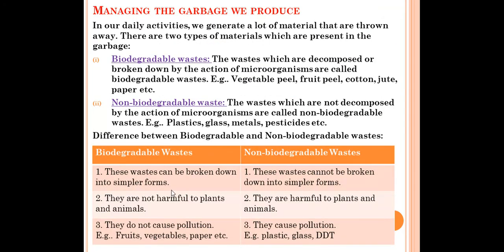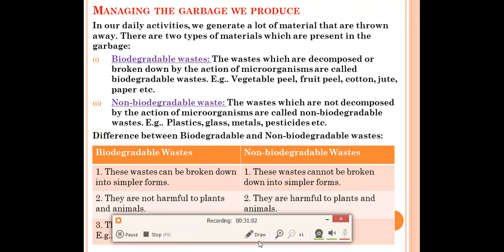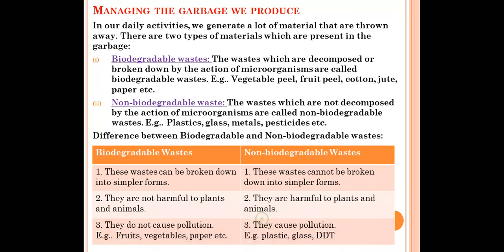Next, we have managing the garbage we produce. How can we manage the garbage? In our daily activities, we generate a lot of materials that are thrown away, right? Because of human activities, so much garbage and waste is produced around us, because of which our environment is getting polluted. There are mainly two types of materials in the garbage: biodegradable waste and non-biodegradable waste.